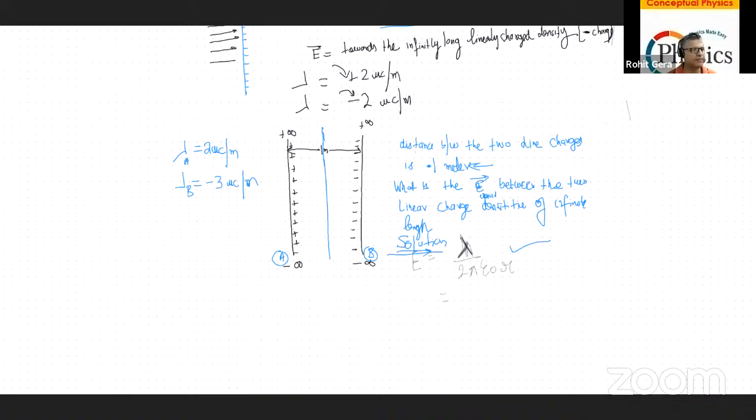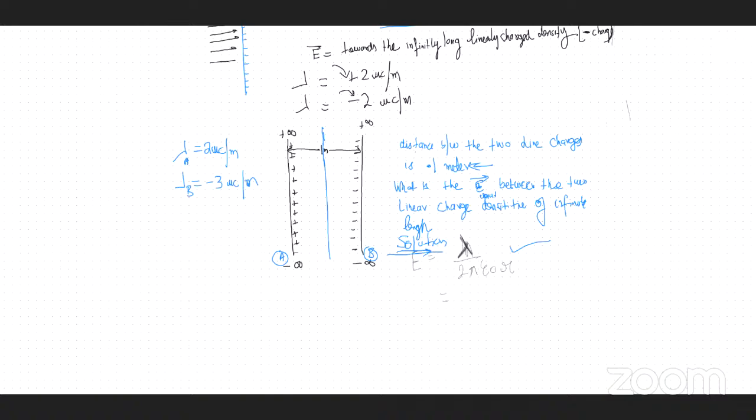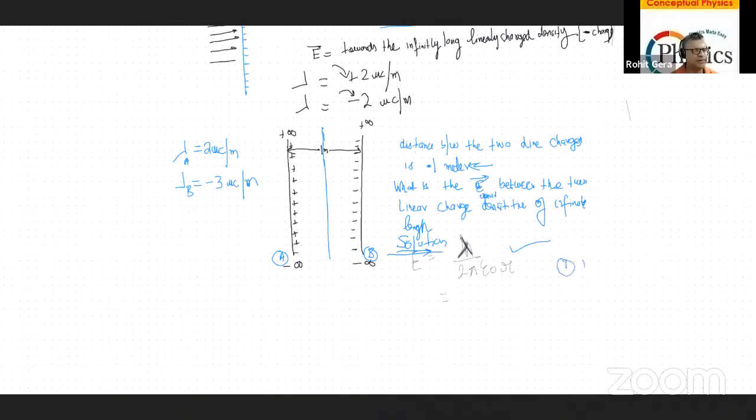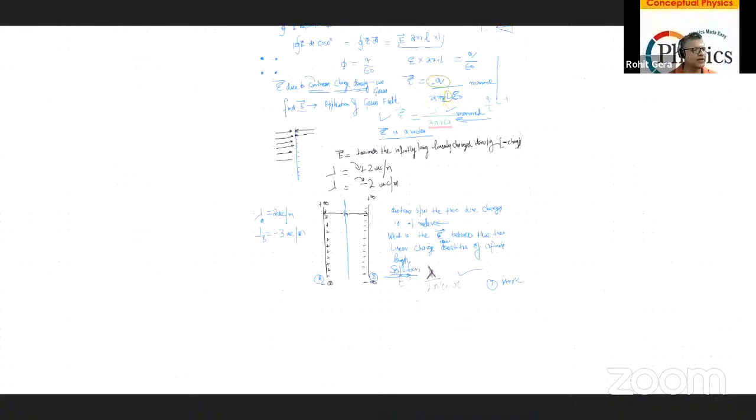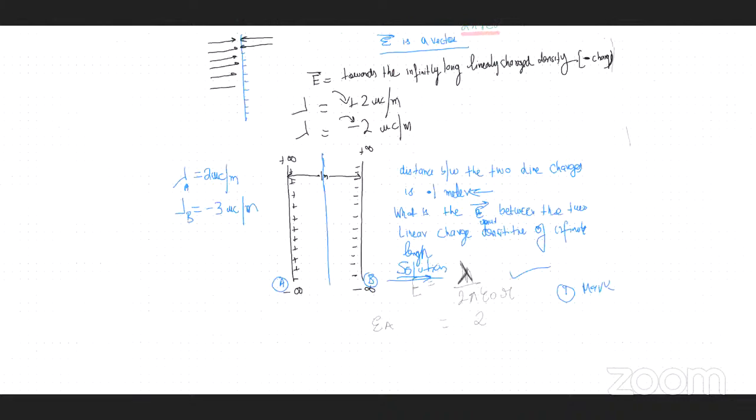Next step. Okay. So I give you one marker for finding E for A and B separately. Yes, please do that. Then add them. Yes, vectorially. Add them vectorially, giving due importance to their direction. Because these are not rupees to be added, these are vectors. You will apply vector addition. Right.